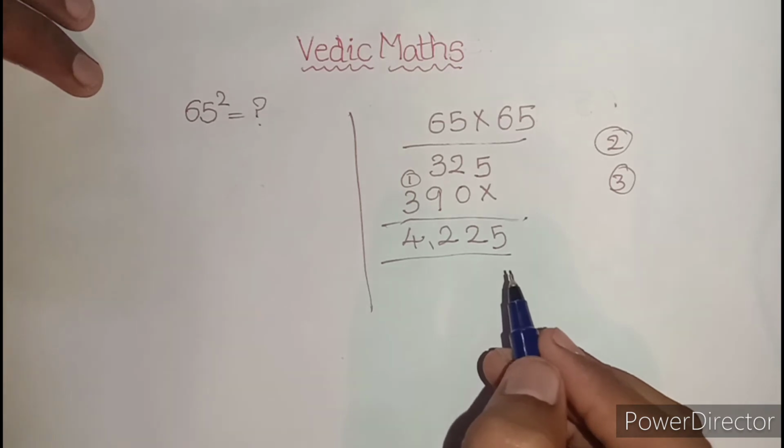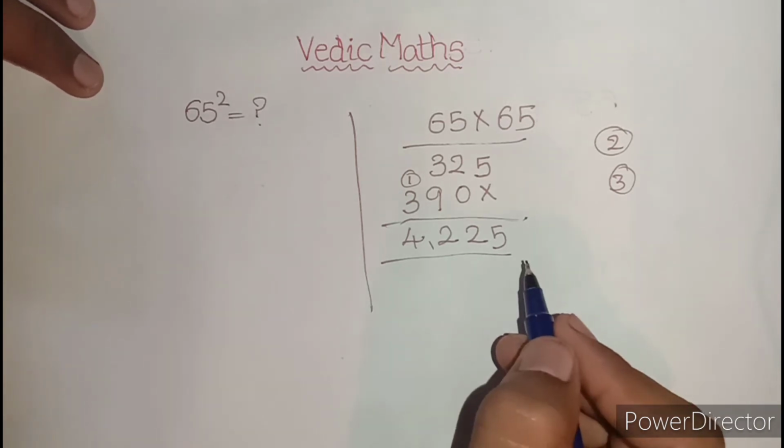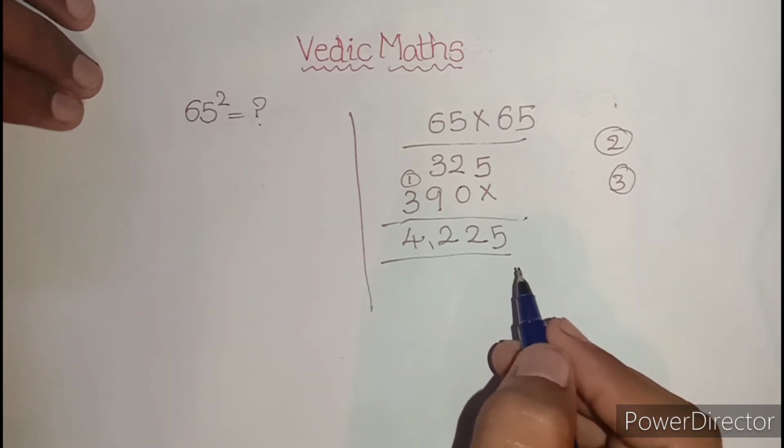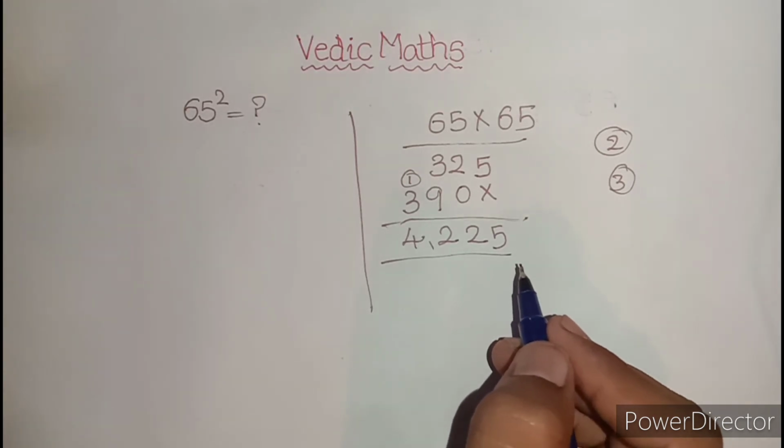So see friends, how much time is taken to calculate 65 square in our general method. Let us see the Vedic method.